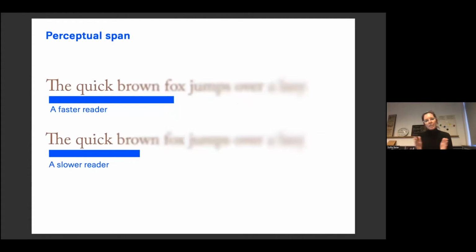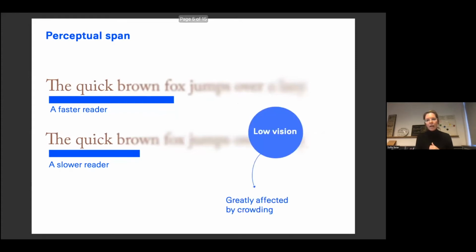If we have a large perceptual span, basically we are fast readers. If we have a small perceptual span, we are slow readers. This means that if we can't see as much in the periphery, our reading speed will decline. And we know a lot of low vision people have a small perceptual span, and they're also greatly affected by crowding. So the text is crowded in the periphery and they can't see it.